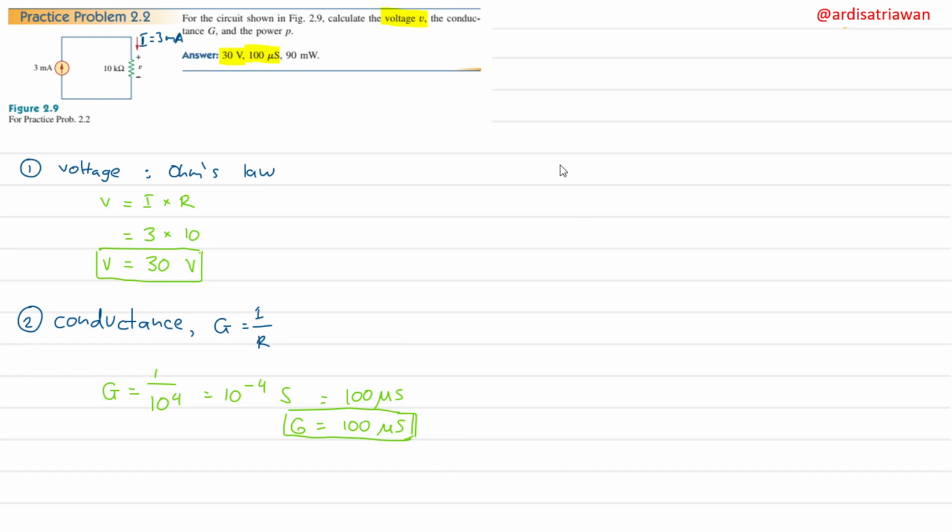Okay, now let's do number 3. For this number 3, we are asked for power. Remember that power is just voltage multiplied by current. We have our voltage from problem number 1, so we'll just plug in 30 here. And then the current is 3 milliampere, so I'll have 3, but this is milliampere, so we will multiply it by 10 to the minus 3. So we will have 90 multiplied by 10 to the minus 3 watt. Or we can convert this into a nice number, which is 90 milliwatt. And that is the same as our answer key.